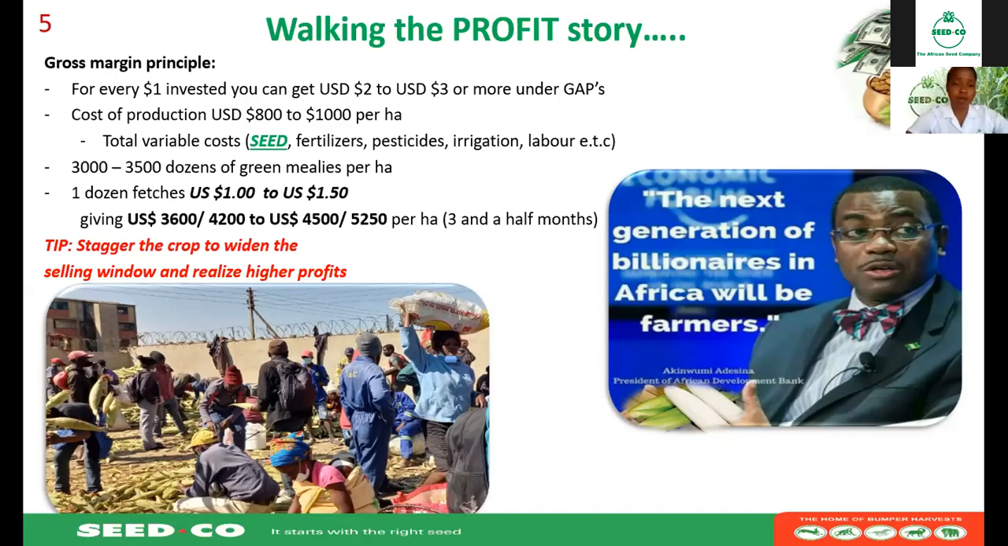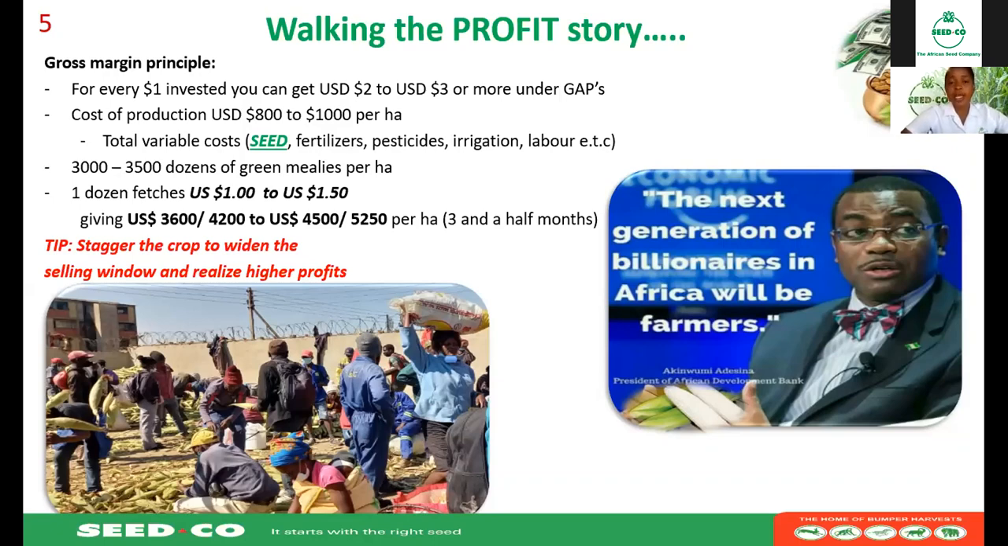And as you can see there on the pictures, you're seeing that the lady in the blue jacket, she is carrying a sack of green mealies. That's showing that she has already bought for resale. So it's also a market that is quite promising, and you can get into at different levels and become profitable. So it's important to take note of the profit story in any cropping venture for you to remain viable and for you to grow in your business enterprise.